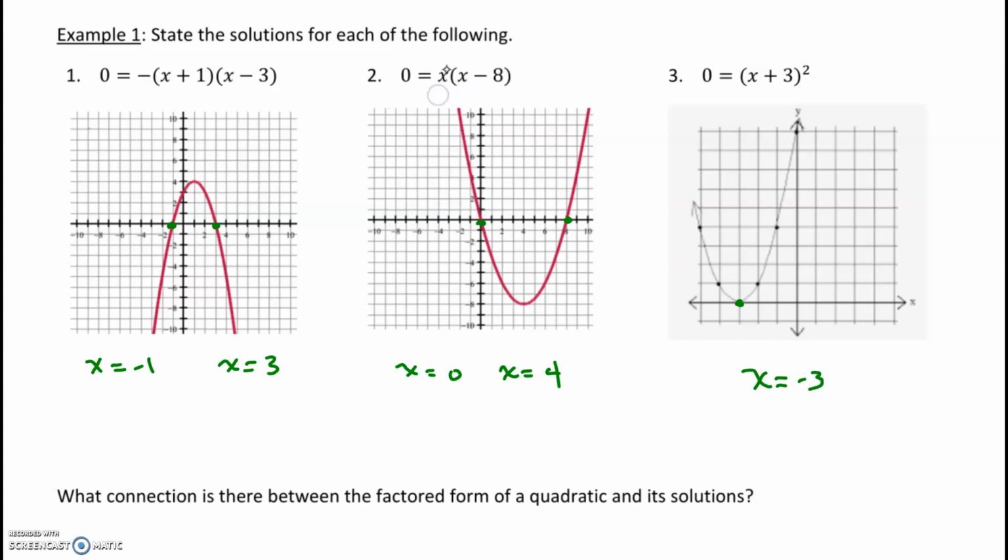Now, what connection is there between the factored form of a quadratic and its solutions? So let's take a look. Here's the factored form of the quadratic, and here's my solutions. And you should notice that they're the same values, opposite signs. So here we have a factor of positive 1, and down here it's a negative 1. Here we have a factor of negative 3, and down here it's a positive 3. And we've seen this before. You're probably thinking, Miss, I know we've done this before. And we did it when we found our zeros, which are also our x-intercepts. So we've already done this type of solution.